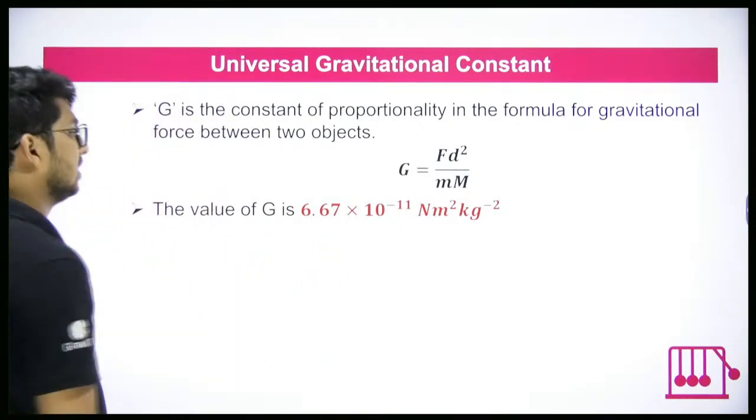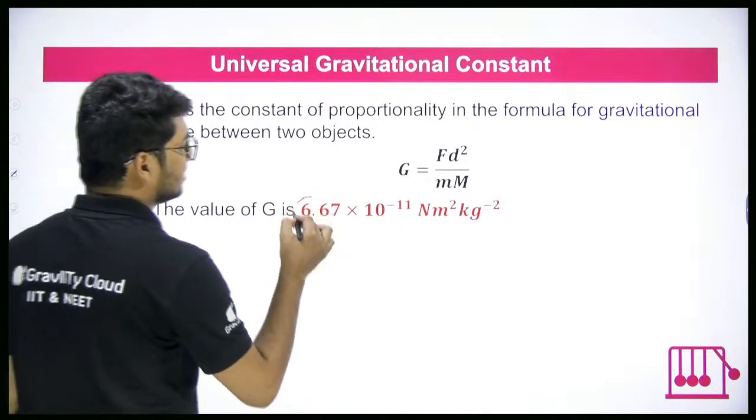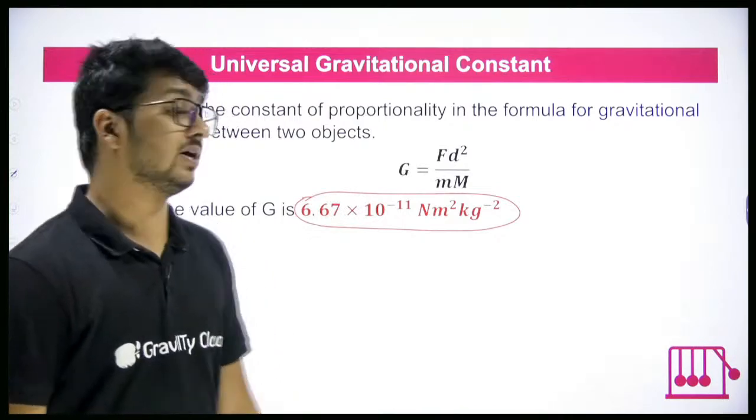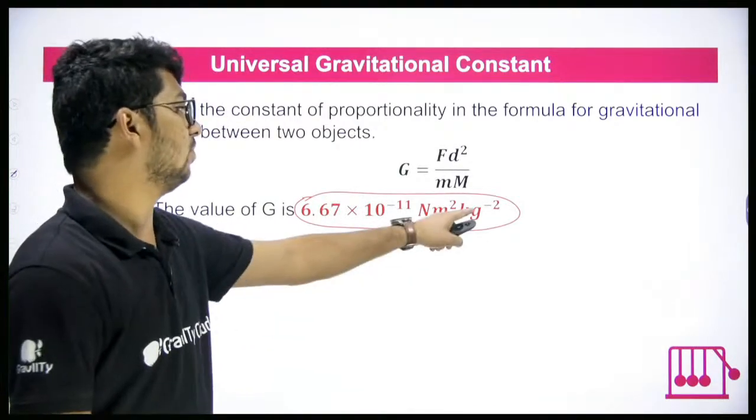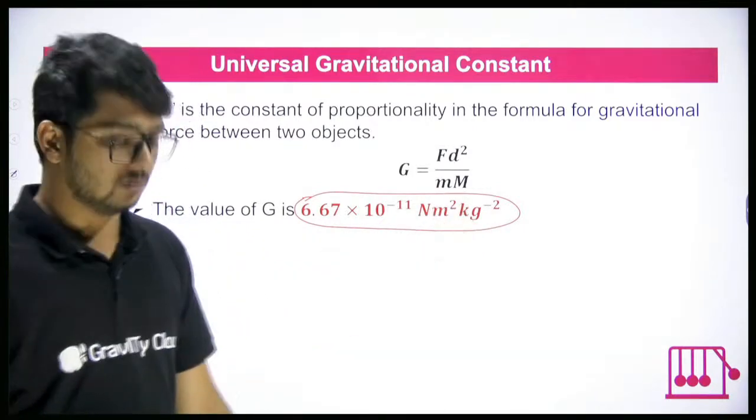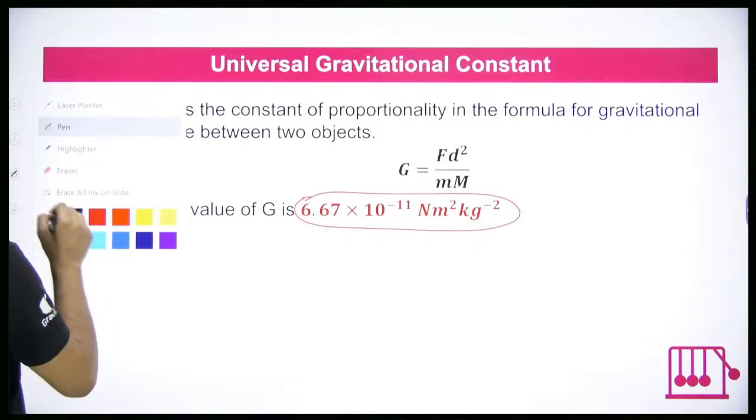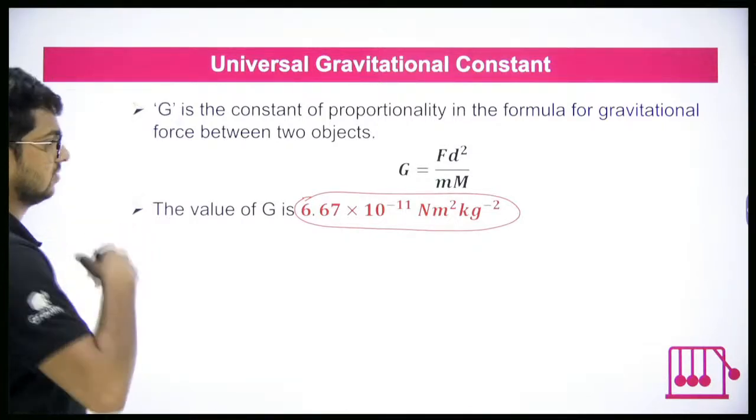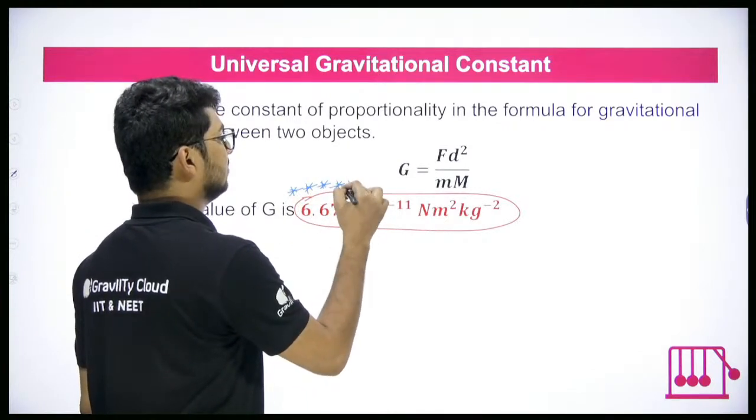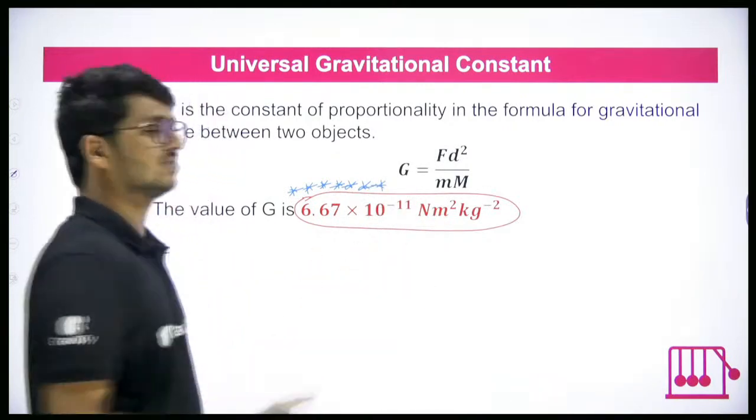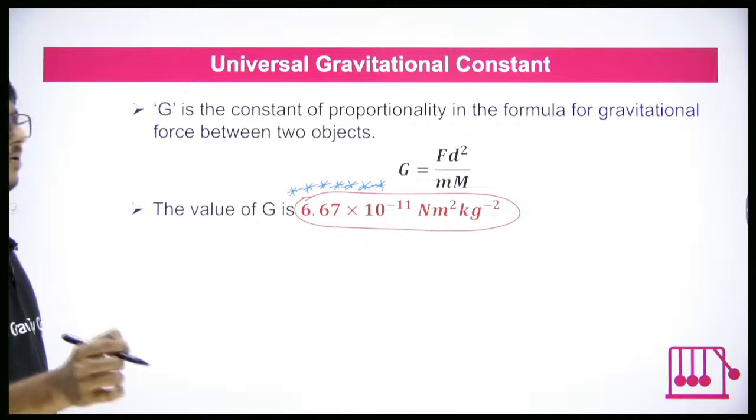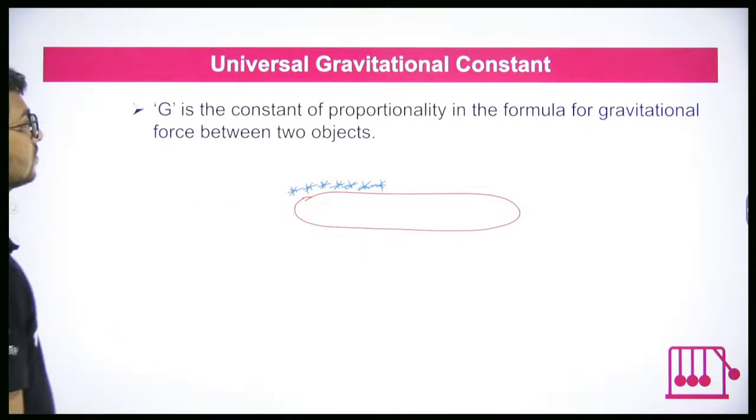So what is the value of capital G? It is 6.67 into 10 power minus 11 Newton meter square upon kilogram square. Negative power will mean division, denominator. So Newton meter square per kilogram square. That value is very important. For this complete gravitation chapter, this value will be very important. So 7 stars, 7-star hotel. Please do remember that: 6.67 into 10 power minus 11.